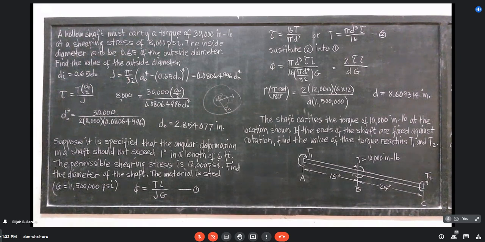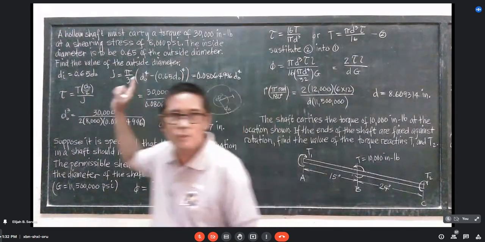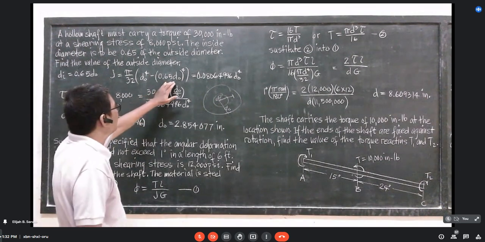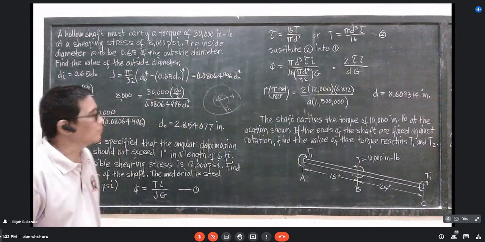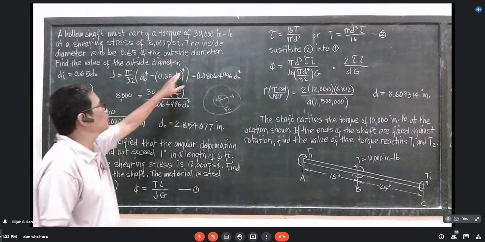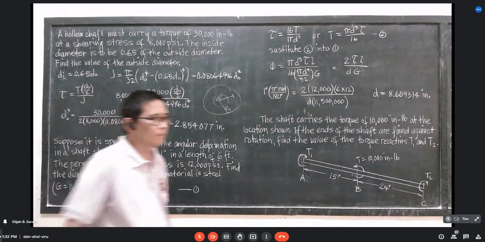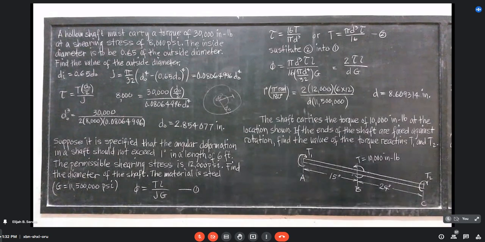One thing you have to be careful of is that the 0.65 has to be included with the to the fourth. Okay, 0.65 D outside to the fourth. You have to include it, in case you forget, that D outside to the fourth carries the 0.65. Any question?